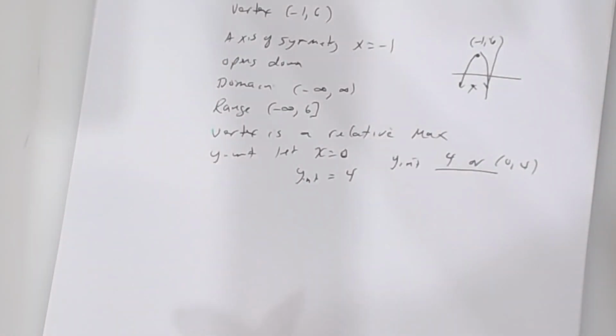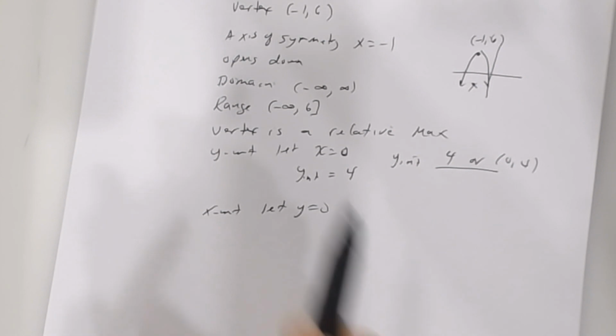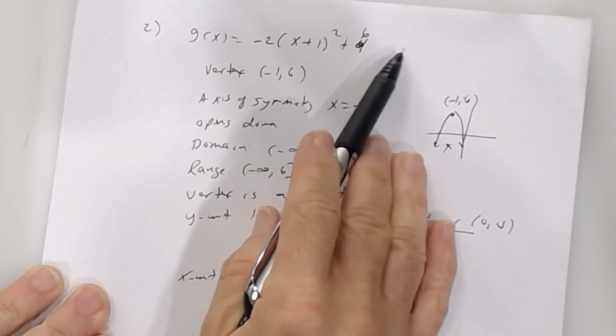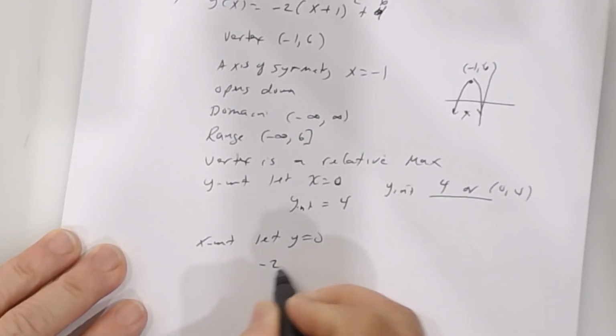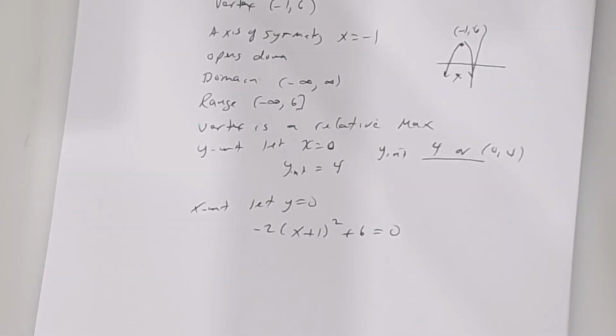Okay. Now, I just need 2 more points to plot. And remember, we're using the idea of symmetry here. We know it has x-intercepts. Let's find those x-intercepts. So to find the x-intercepts, let y equal 0. So that means this expression right here is going to equal 0. So negative 2 times x plus 1 squared plus 6 equals 0. When you're dealing with vertex form and you want to find the x-intercepts, don't follow this out. You're typically going to make a mistake anyway.